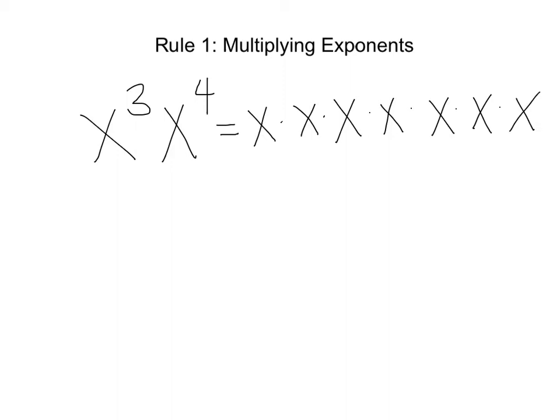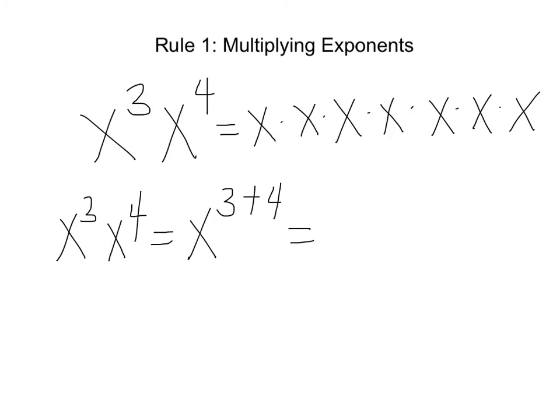Now you see that there are 1, 2, 3, 4, 5, 6, 7 x's. So what we're proving here is that if we have x to the third times x to the fourth, we actually can say x to the 3 plus 4 equals x to the 7th. So now we've simplified the expression, and we didn't have to write an expanded form like we did here.